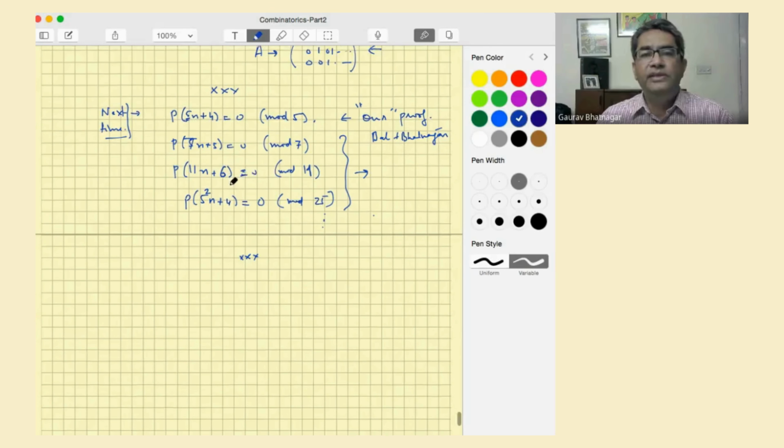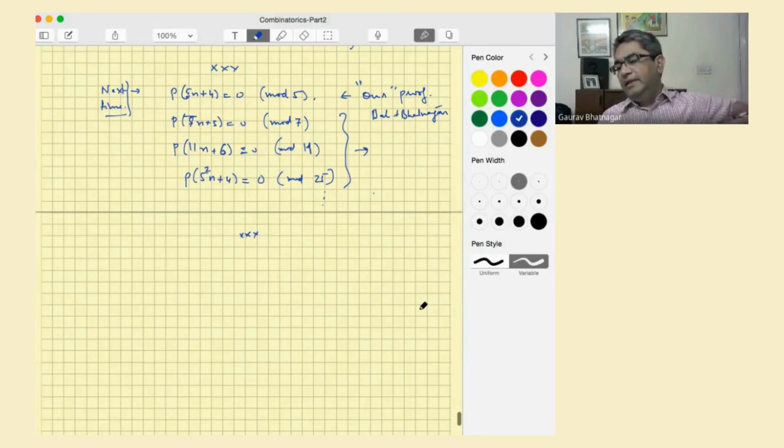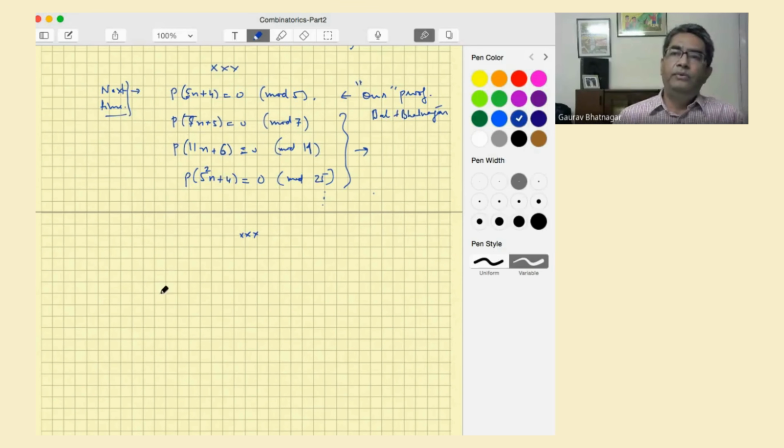Okay, so these stories are not over yet. There are different kinds of partitions, and you get different kinds of recurrences and so on. Now, what I want to do next is, I don't know whether we'll be able to finish it this time, but we'll begin. This is called the Garcia-Milne involution principle.